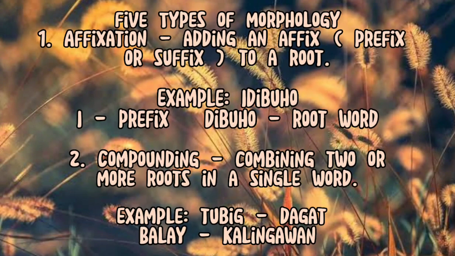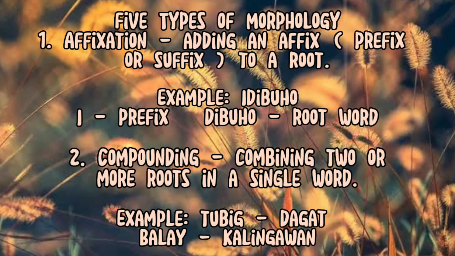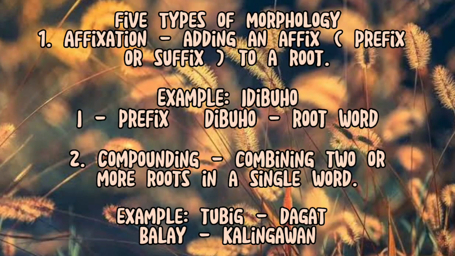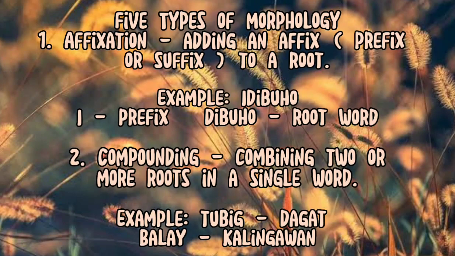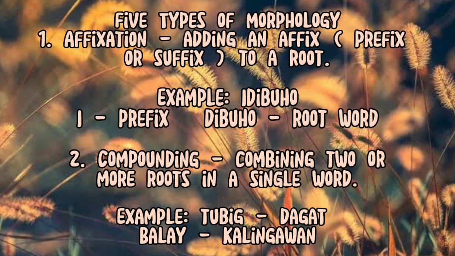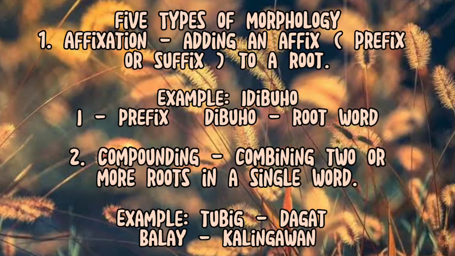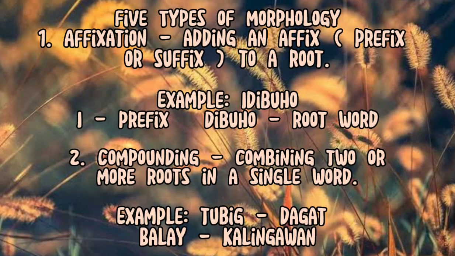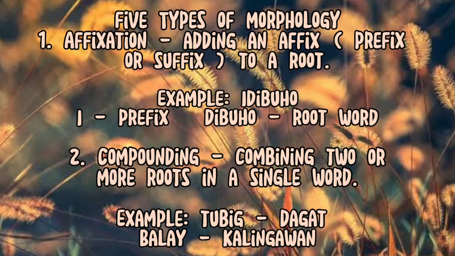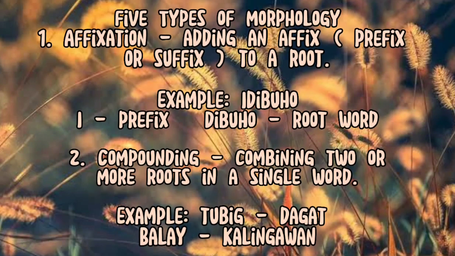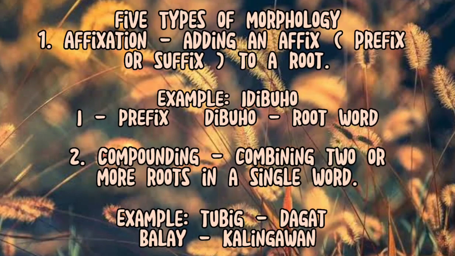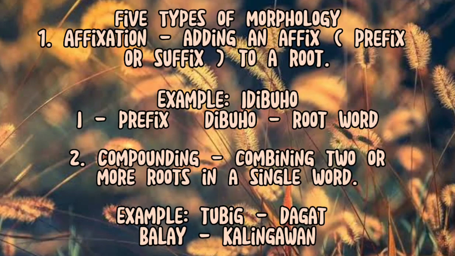Number 1. Affixation. It is adding an affix, prefix, or suffix to a root. Example, idibuho. So I is the prefix and dibuho is the root word. Dibuho means image or picture. And if we combine the I and dibuho, it means to draw. Another example for that is panahon. Panahon means weather. So if we add a on panahon, it becomes panahona, which means time. Panahon is the root word and a is the suffix.